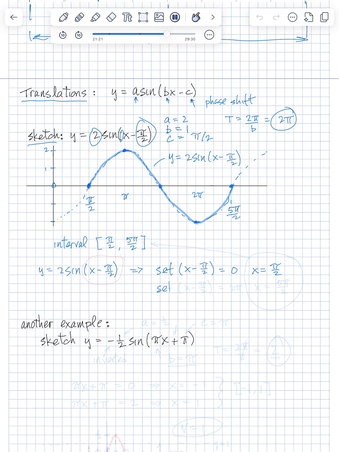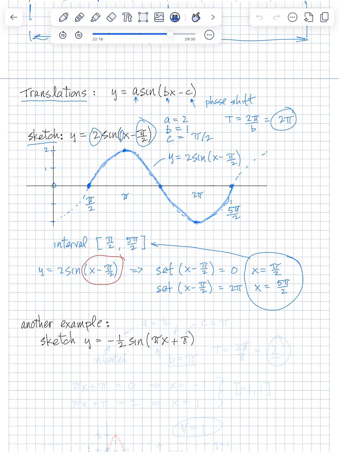Then we want to set x minus pi over 2, whatever is in the parentheses, equal to the period, 2 pi, and then solve for x again. So x is equal to 5 pi over 2. So that's another way of getting your interval. You can do that before you graph it, or you can just look at it and say, well, I know the phase shift is a negative pi over 2, so I'm going to go to the right pi over 2, and that's where I'm going to start my curve. You can do that also.